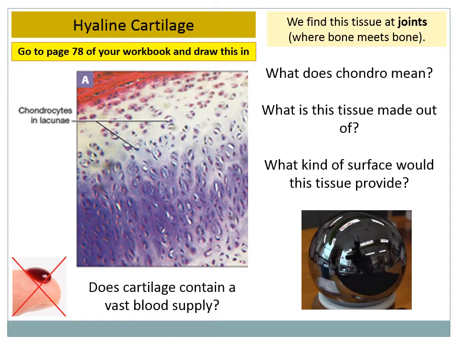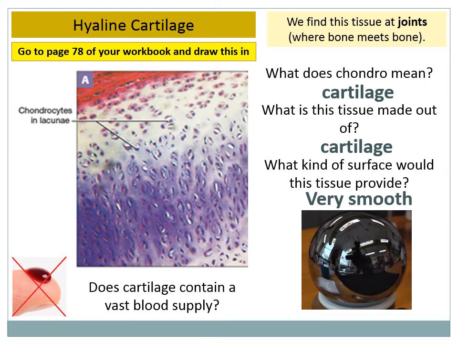Hyaline cartilage is found in the tissues at the joints, so where bone meets bone. What does chondro mean? We learned that in the first lecture. Yeah, chondro means cartilage. So what is hyaline cartilage made out of? Cartilage, okay? It's going to make a really nice surface. If you look at that little picture below here, that little black ball, what kind of surface is hyaline cartilage going to provide for us?